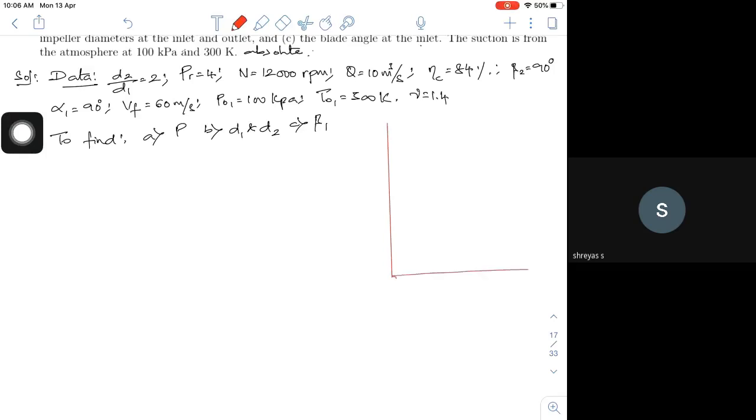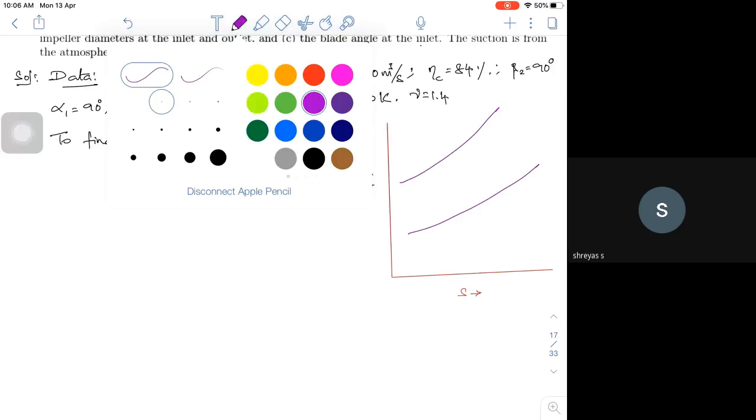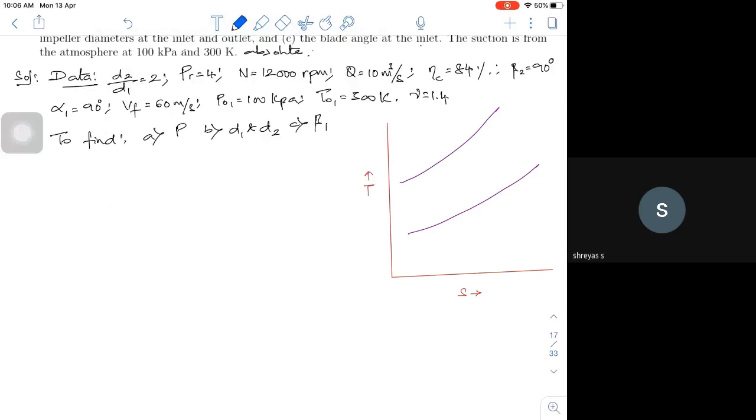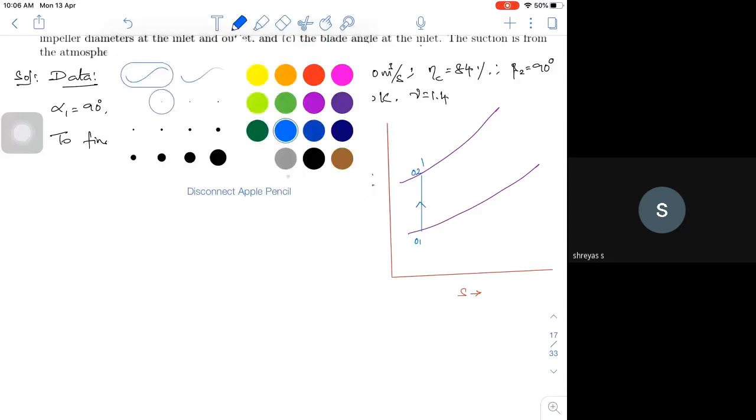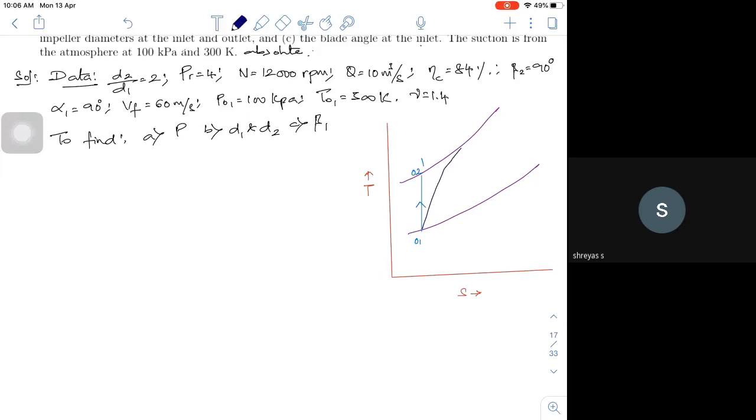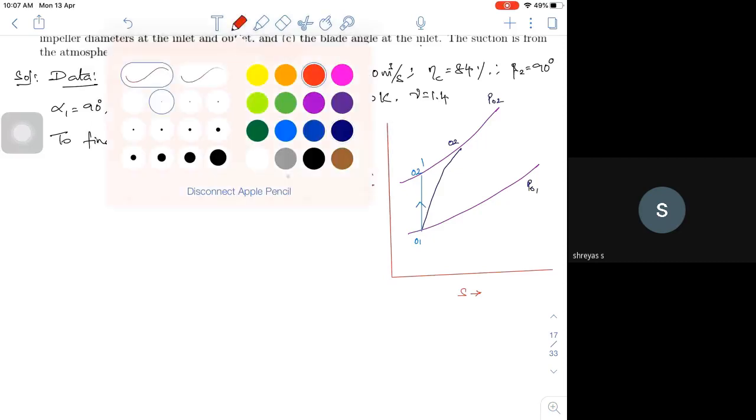Okay, this is T, and this is my S, and the pressure lines are diverging, and if I execute the corresponding process, this is an isentropic from 01 to 02 dash, and I do have an actual process going like this to 02. So this is my P02 and this is my P01. This is about your TS diagram.